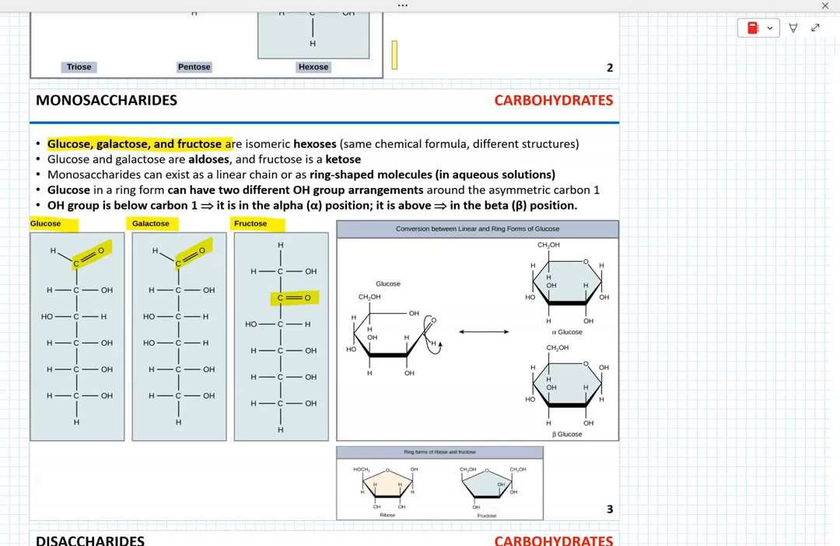Monosaccharides exist in 2 different forms. As solids, they exist as a linear chain. In the aqueous solutions, though, these linear chains fold on each other and form ring-shaped molecules. For instance, glucose can form the ring-shaped molecule either alpha or beta glucose. They differ by the position of hydroxyl group here.